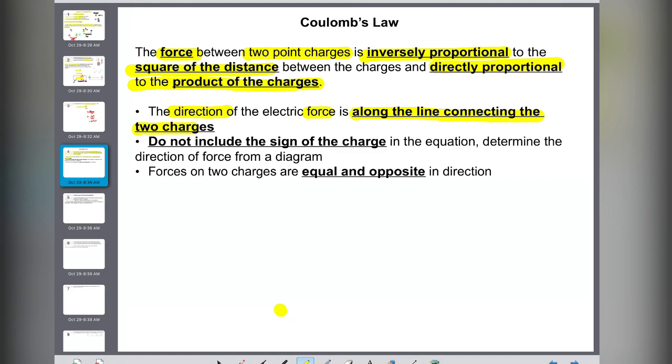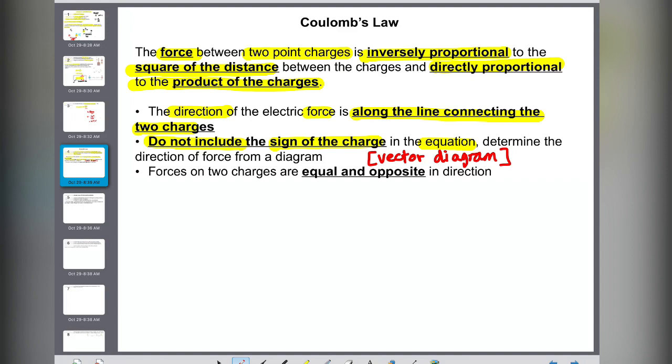We don't put in the sign when we do the math. Even if they say a proton and an electron, and you have a positive or negative, we do not include them in the equation. We deal with these questions like a vector diagram, just like any forces, and we would add or subtract, whatever. The forces are equal in opposite directions.